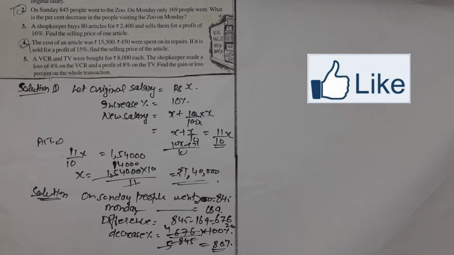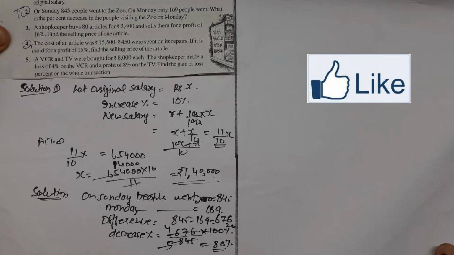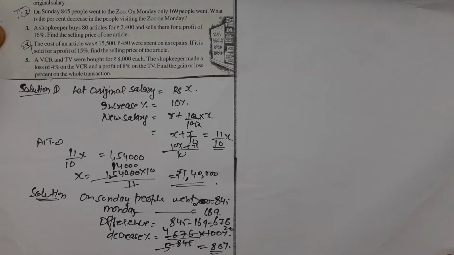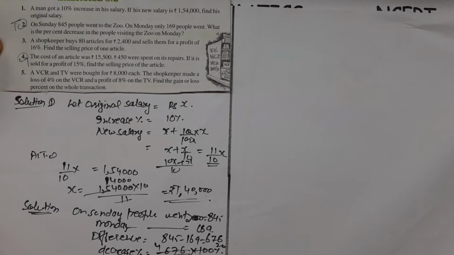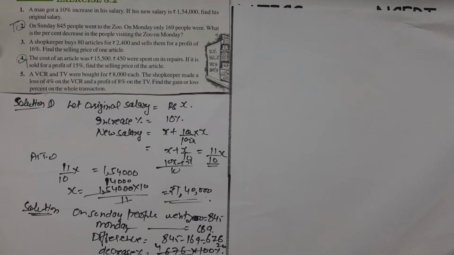Next question, sum number 3. A shopkeeper buys 80 articles for rupees 2,400, sells them for a profit of 16%. Find the selling price of one article.